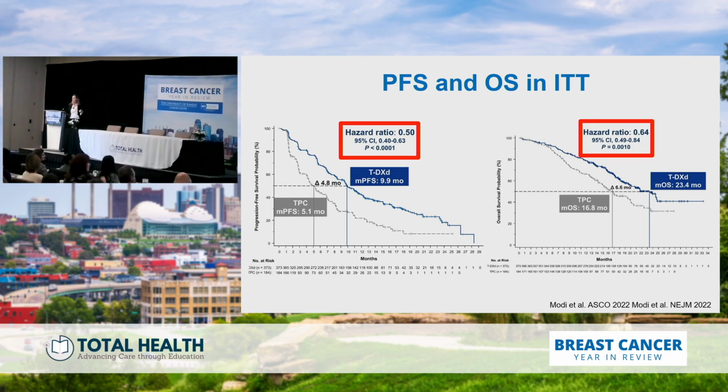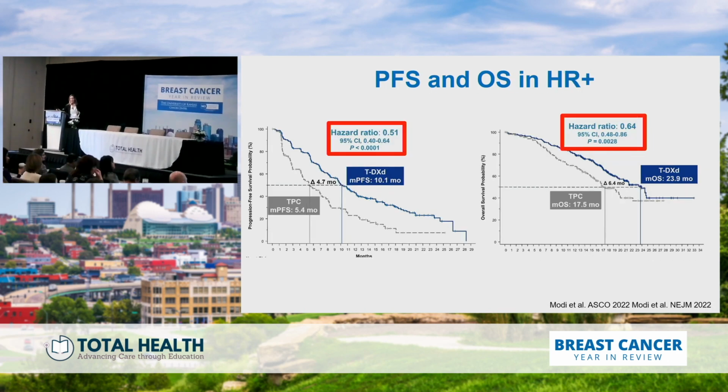This is progression-free survival and overall survival in the intention to treat population, an impressive hazard ratio for progression-free survival of 0.5 and 0.64 for overall survival, and I don't think you need to be a statistician to appreciate how far apart these curves are from each other in favor of trastuzumab deruxtecan.